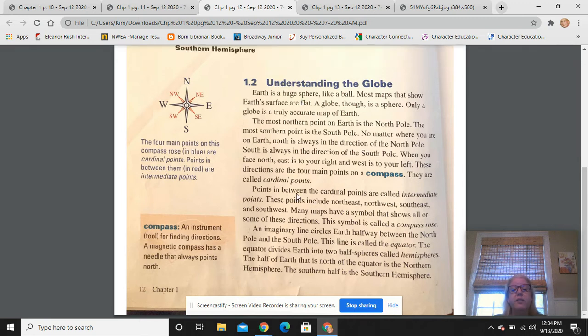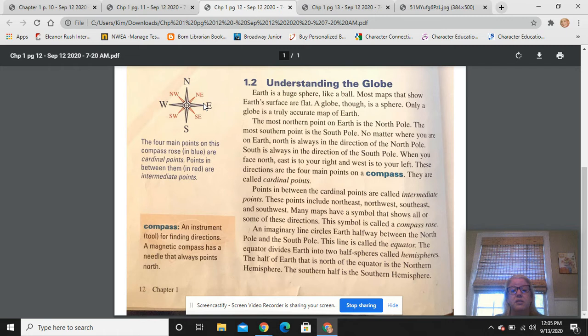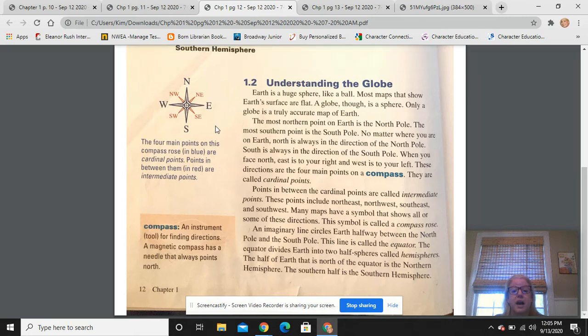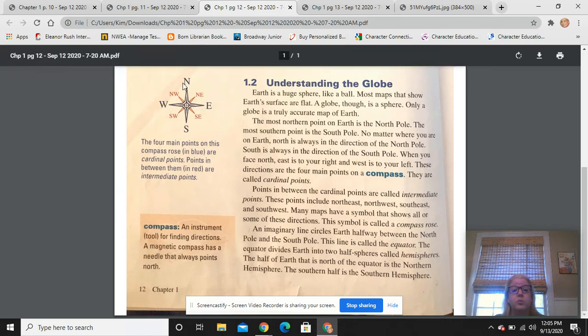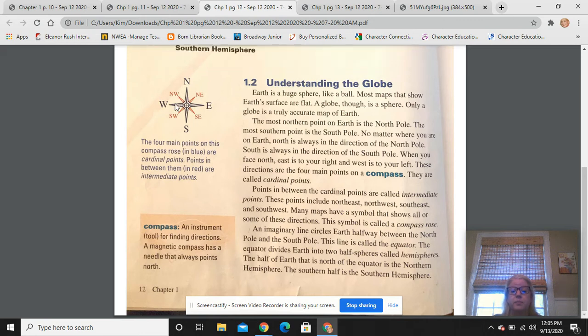Points in between the cardinal points are called intermediate points. These points include northeast, that's between north and east, northwest, which is between north and west, southeast, which is between south and east, and southwest, which is between south and west. So those points going diagonally are called intermediate points.